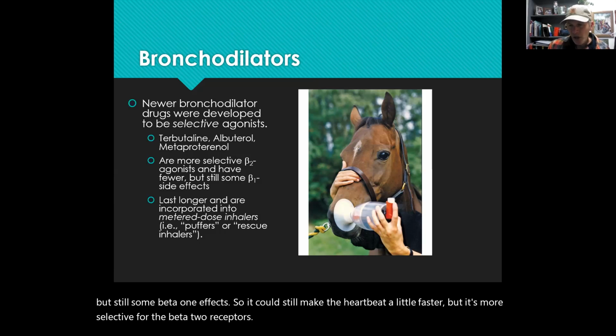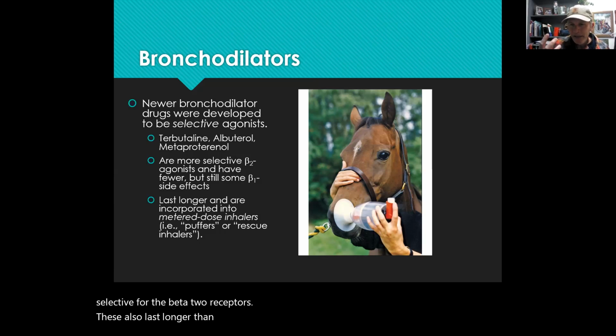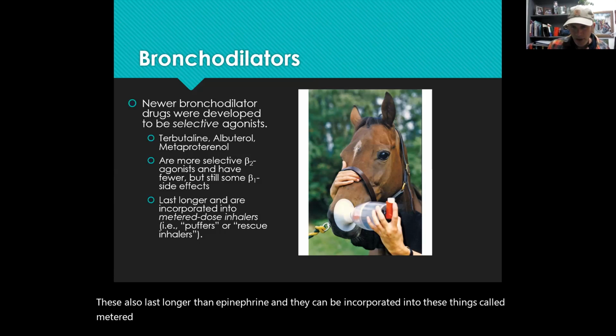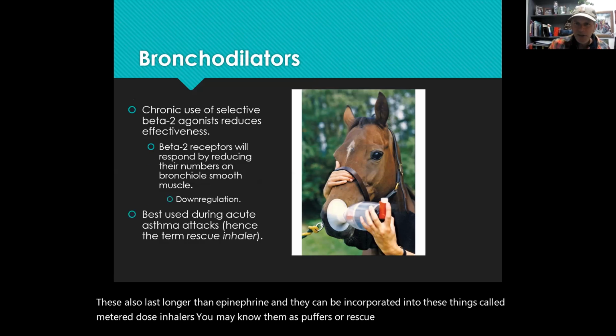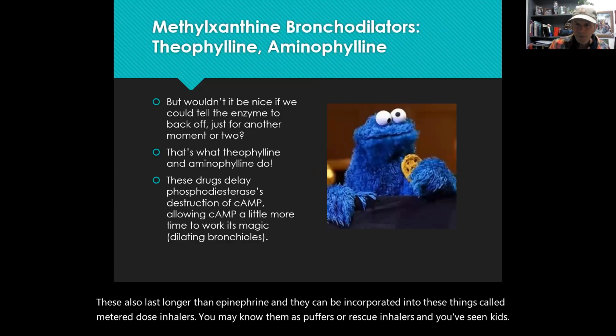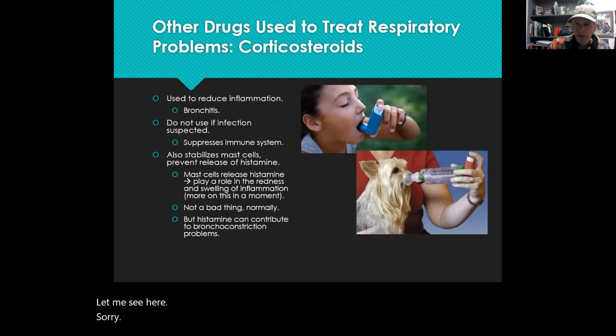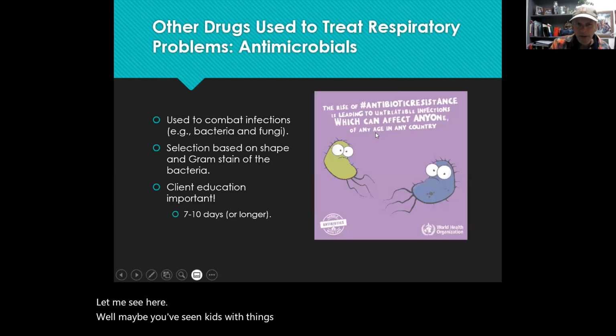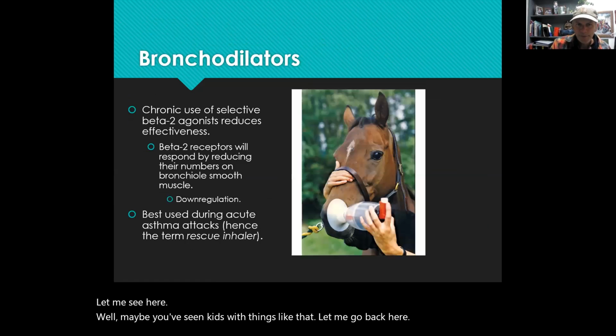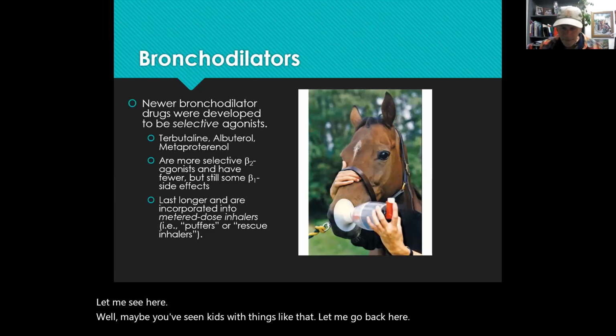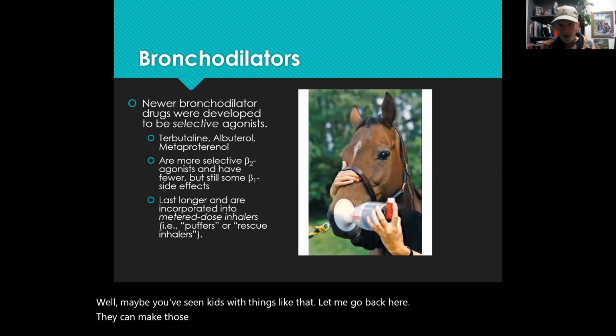These also last longer than epinephrine, and they can be incorporated into these things called metered dose inhalers. You may know them as puffers or rescue inhalers. And you've seen kids with things like that. They can make those for horses and dogs and cats too.